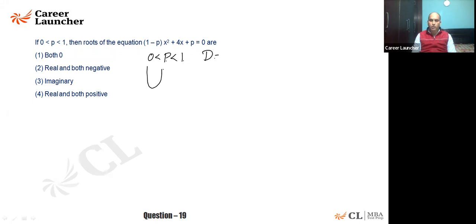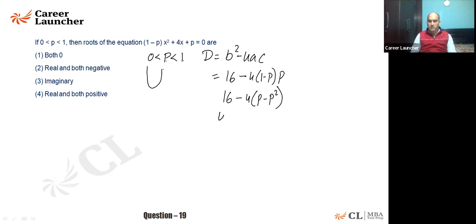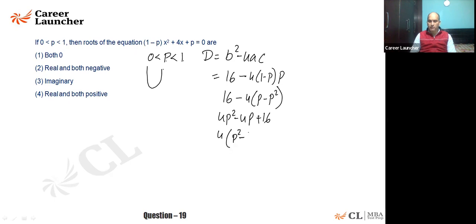Now I want to find the discriminant, which is b square minus 4ac. b square is 4 square, which is 16, minus 4ac. I need to check it. What is it? So I'll say p minus p square. I'll open it: 4p square minus 4p plus 16. 4 is common, so p square minus p plus 4 is the expression which is coming out.